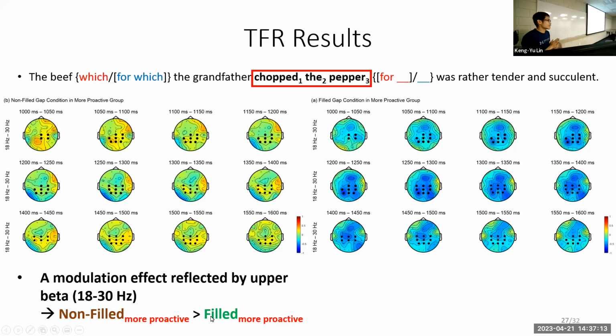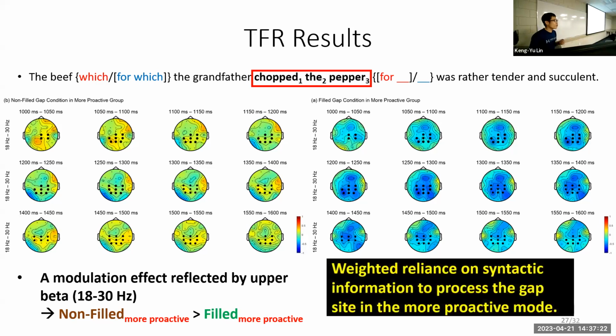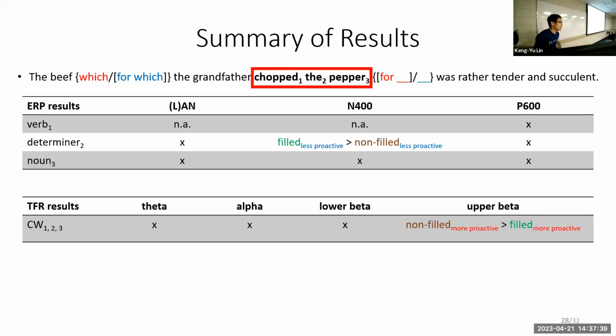And this filled gap effect happens only in people who are biased to be more proactive. So it seems to complement the ERP result. And our interpretation of this is that people who are biased to be more proactive are going to rely more on syntactic information for gap site processing. Right? So the ERP results and TFR results seem to complement each other. And this is a brief summary of what we have found. For the ERP result, people who are biased to be less proactive show the effect. But for the TFR result, people who are biased to be more proactive show the effect.